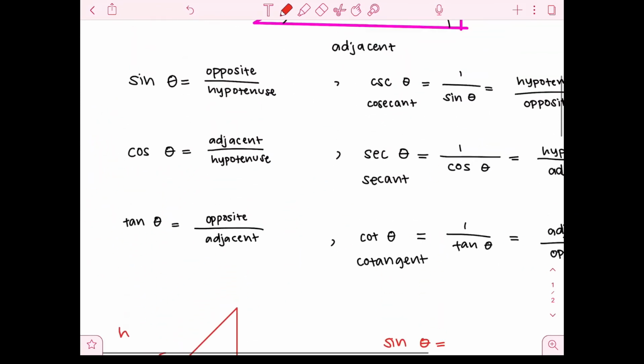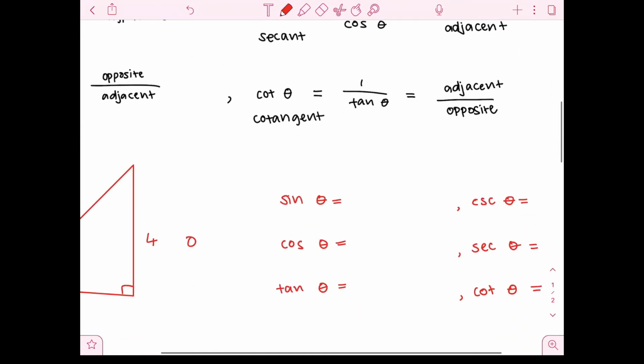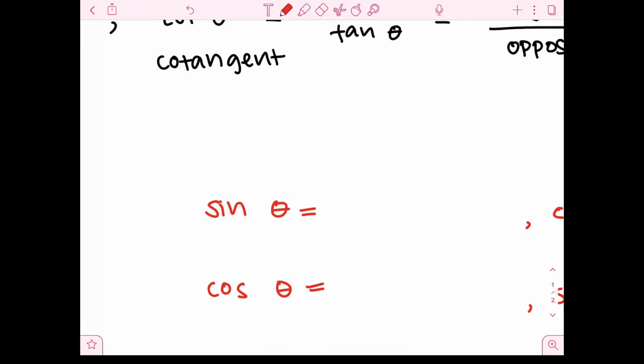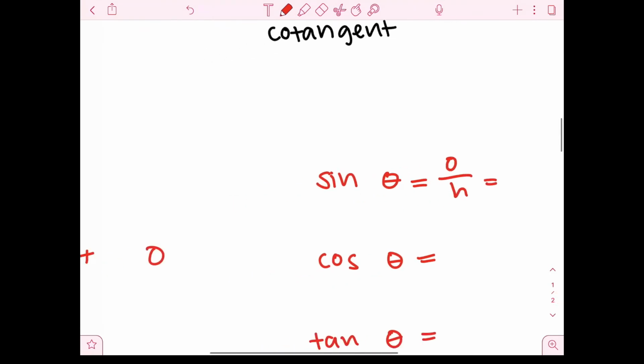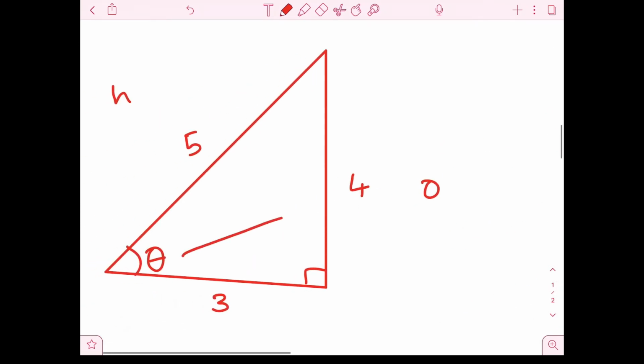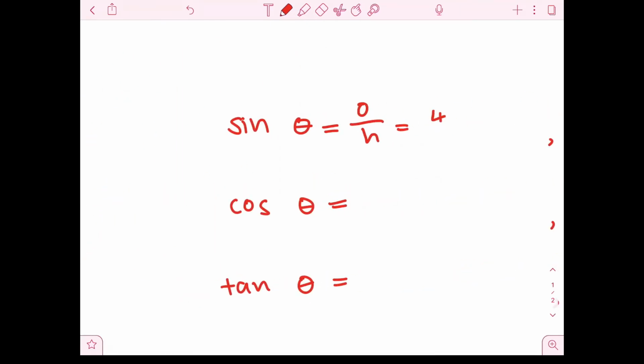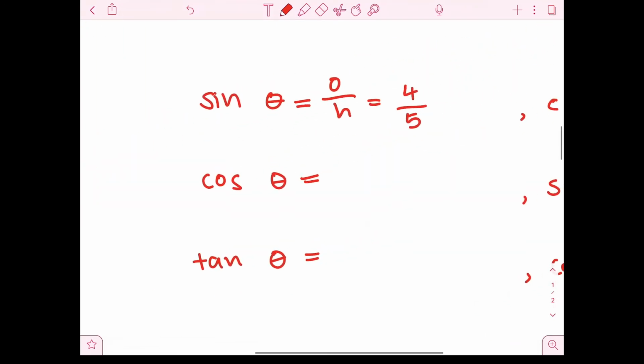So remember that sine is opposite over hypotenuse. For beginners, if you want to write your ratio first, you can go ahead and do that. And then we're going to find our opposite to theta, which is 4, and our hypotenuse is going to be 5. So we will have 4 over 5. It's as simple as that. Box your answer just to be safe.